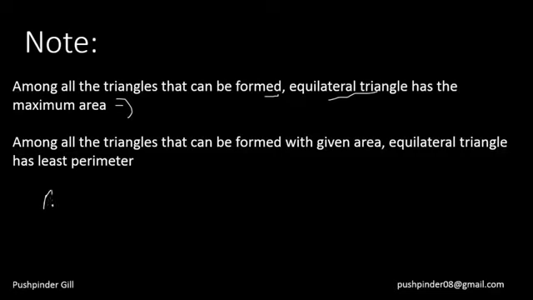Let's suppose I say the area of a triangle is 16 centimeter squares. Or let's say 16 root 3 centimeter squares, just to make my life easy. What is the least perimeter that I can get out of it? I know that the least perimeter given the area is an equilateral triangle. So this is equal to root 3 by 4 side square, and I can get the side and the perimeter of the triangle.